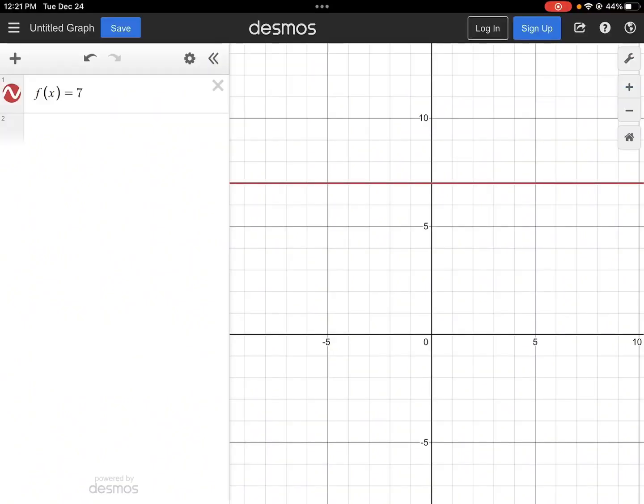So I've gone ahead and graphed the function in Desmos. And you'll notice that the graph is a horizontal line. The slope of a horizontal line is 0, which means the instantaneous rate of change along any point on this line is 0. And I want you to keep that in mind when I find the derivative of f.